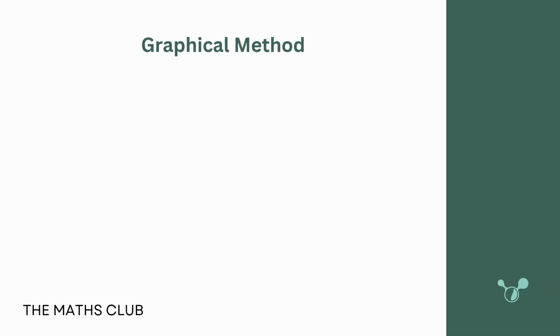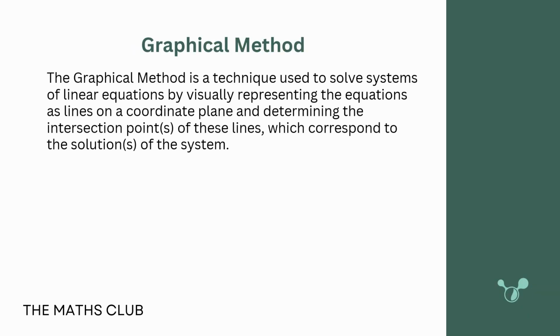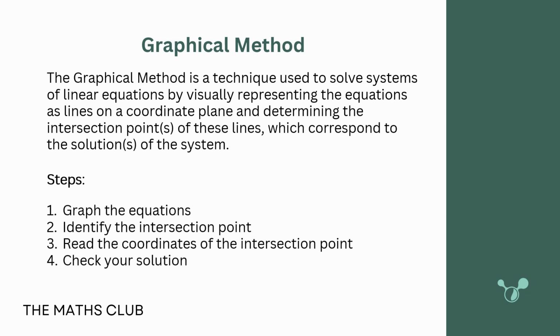Next up, we're looking at the graphical method. The graphical method is a technique used to solve systems of linear equations by visually representing the equations as lines on the coordinate plane and determining the intersection points of these two lines. Where those two lines intersect is our point of focus, and that point represents the solution of the system. So what are the steps? We graph the equations, identify the intersection point, read the coordinates of the intersection point, and then check if the solution is correct.